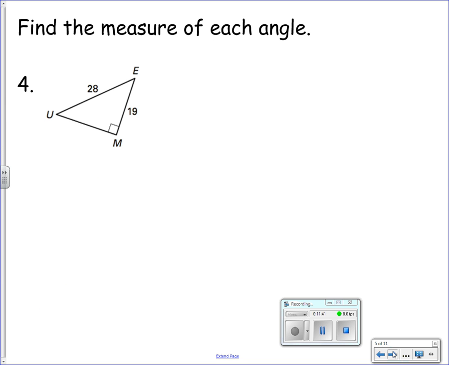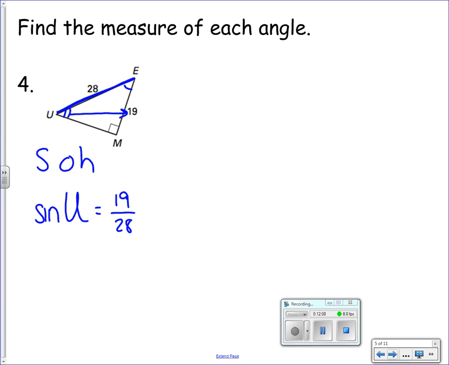Another example of this. We need to find angle E and angle U. Again, they add up to 90 degrees. Let's look at angle U. Angle U, I have the opposite side and the hypotenuse. Opposite and hypotenuse is sine. So the sine of angle U is equal to 19 over 28. So to get angle U, I have to do the inverse sine of 19 over 28.